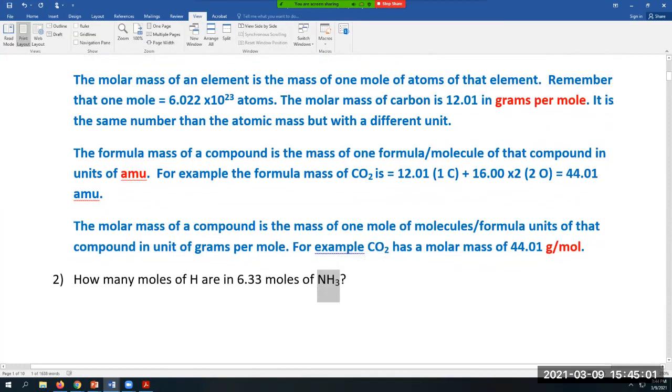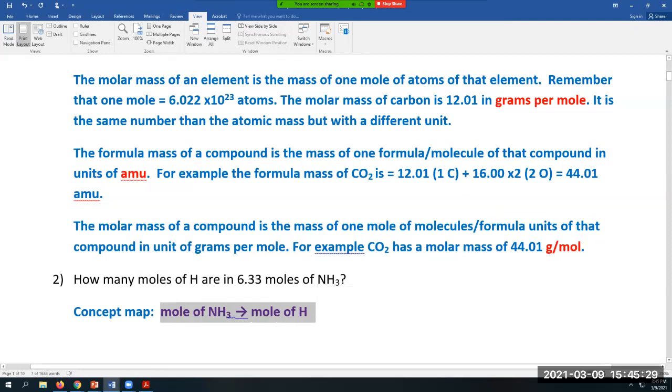So we have this number of moles of ammonia, and we want to know how many moles of just the atom of hydrogen there. So the concept map will look like this. We start with moles of NH3, and we want moles of H only. So H is part of NH3. And so this is what we call a mole-to-mole conversion that we need to do here.